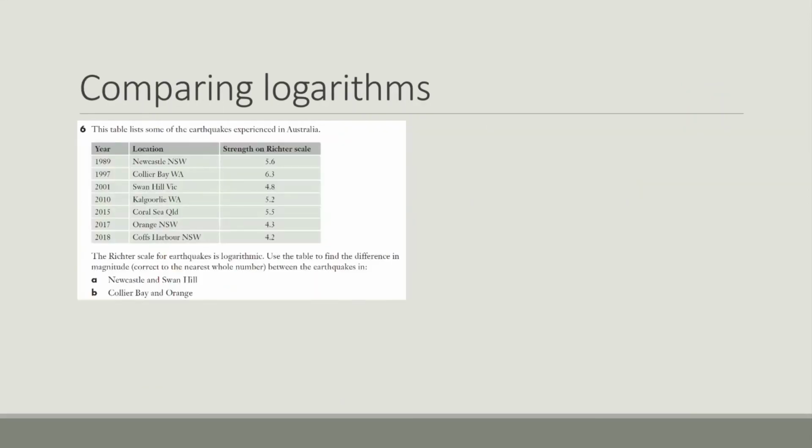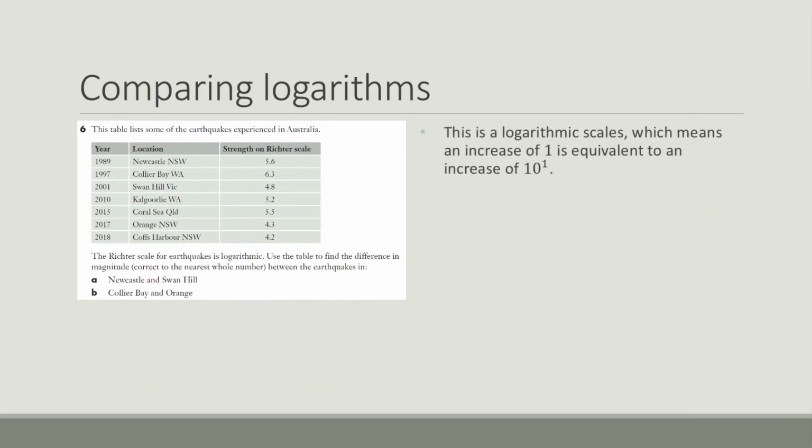Last part, we are comparing logarithms, and whenever we're doing logarithms and they don't tell you the base, it's 10. So every increase of 1 means an increase of 10 to the power of 1. So if you increase by 2, that means 10 to the power of 2, 100. So let's do Newcastle, which is 5.6, and Swan Hill, which is 4.8. There is a difference of 0.8. That means a difference of 10 to the power of 0.8, which is 6.2.